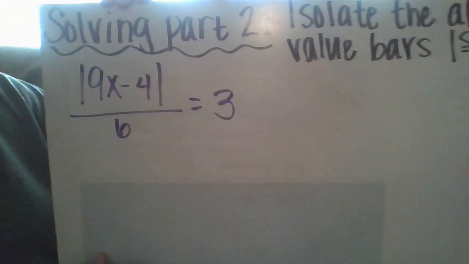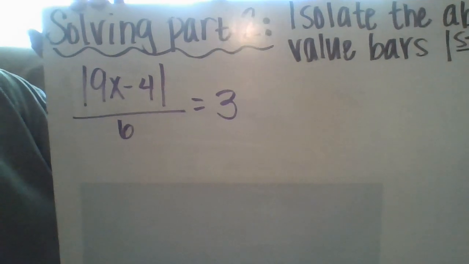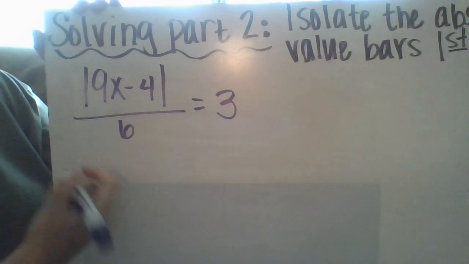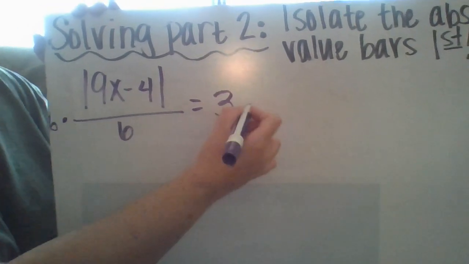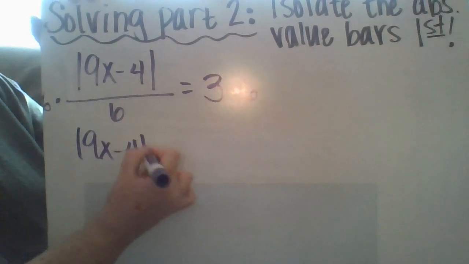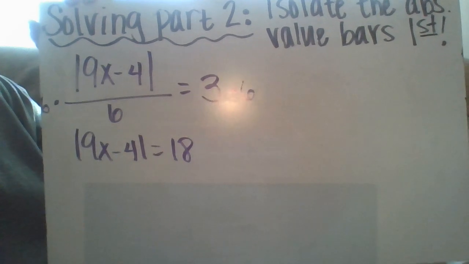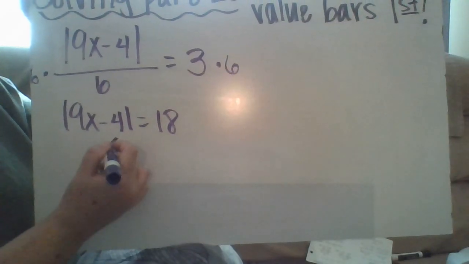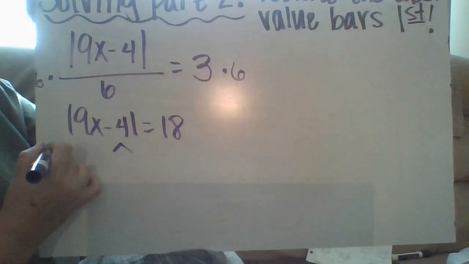Alrighty, go ahead and pause the video and give this one a try on your own. I'm going to first get rid of divided by 6. So to do that, I'm going to multiply both sides by 6. That gives me the absolute value of 9x minus 4 equals 18. Now that the bars are isolated, I can set it into two separate problems.